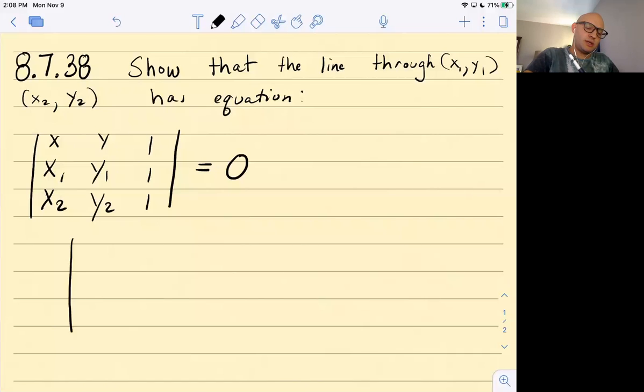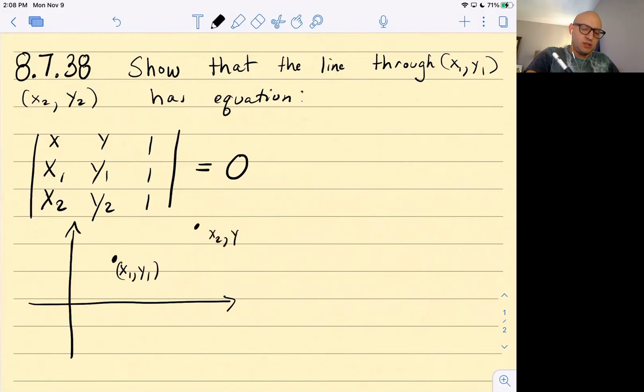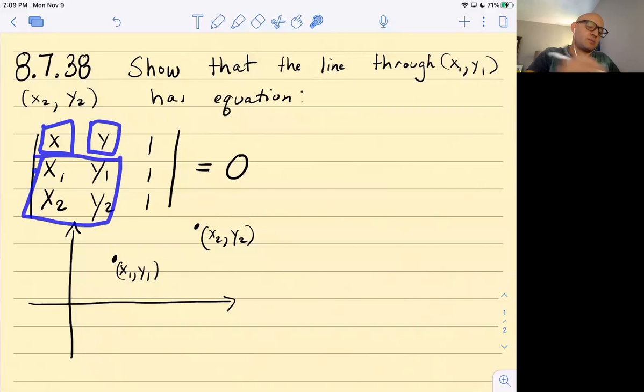So I'm going to just draw it. And those of you who don't know this off the top of your head or are not sure how to start, here's a really valuable picture to think about. Here's x1, y1, and here's x2, y2. This is kind of abstract, but we're thinking of x1, y1 and x2, y2 as actual numbers. So we're using letters, but we're thinking of them as constants. And the variables are these, and these are our constants.